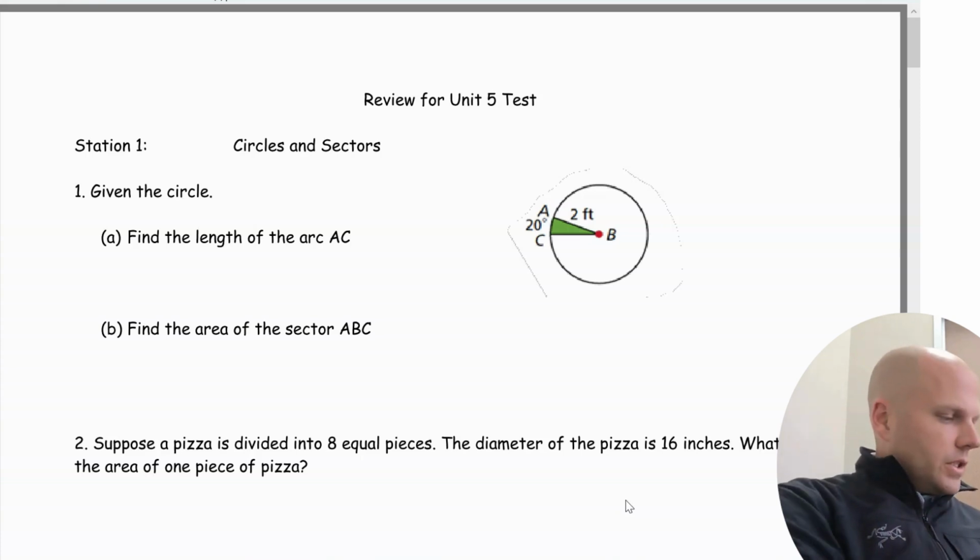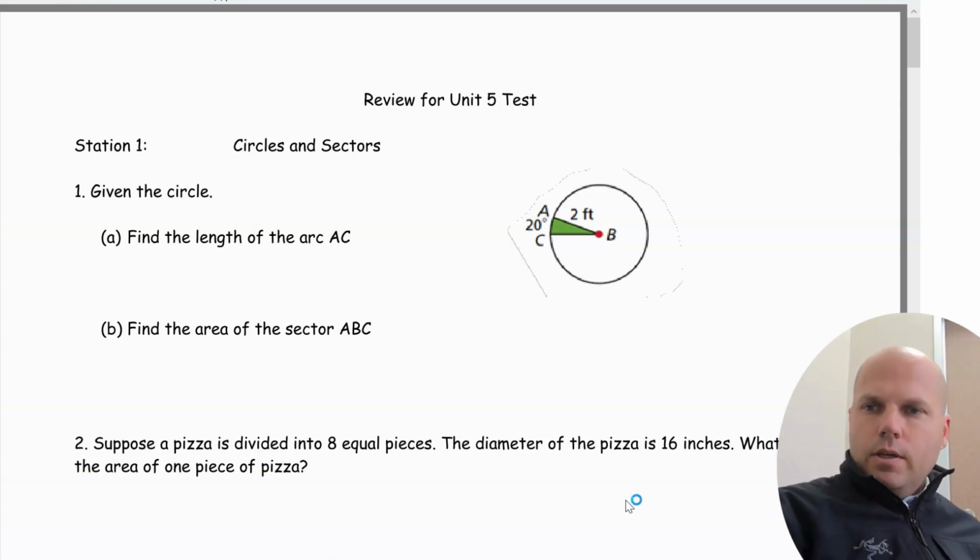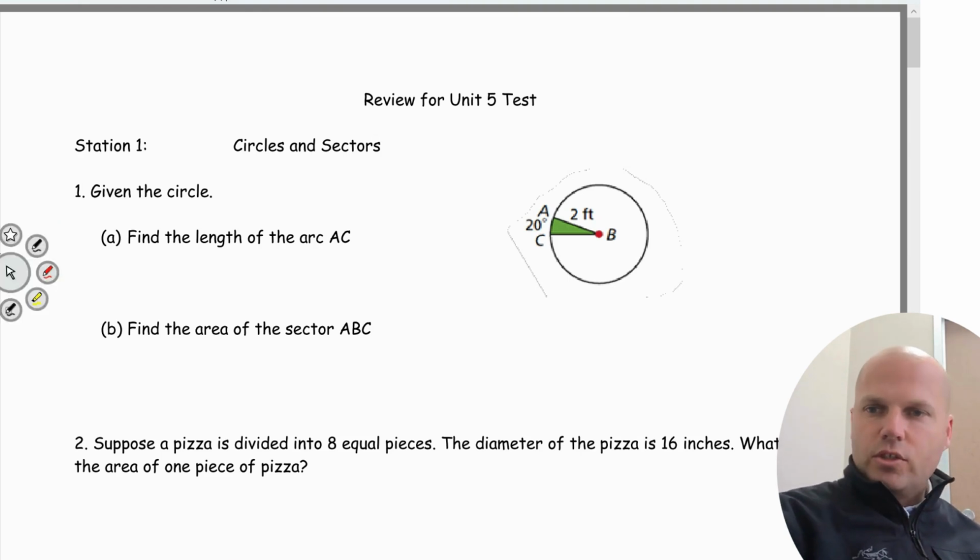Okay, geometry students, let's do the Unit 5 review. I'll try to get through this quickly because there's a lot, but very good. The last thing we learned from the unit was about portions, or percentages, of circles.